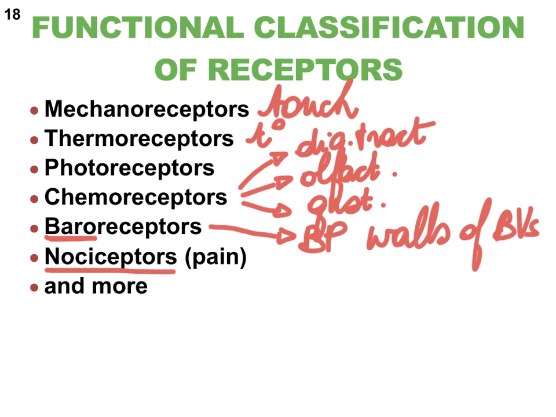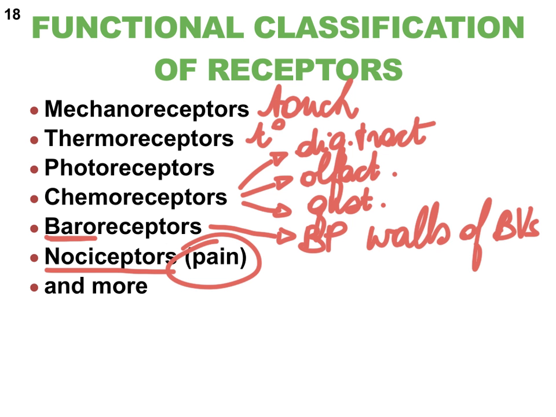Nociceptors is a fancy term to refer to pain receptors. In some way, we do have separate pain receptors, but in some way, if any of these other receptors listed here are stimulated so severely that they begin to trigger lots of action potentials very rapidly, we would interpret that as a form of pain as well.